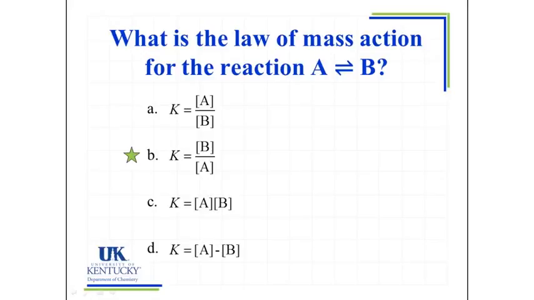So you've had a chance to answer that question. Hopefully you saw that it should be answer B, where we have B over A, because B is our product, A is our reactant, and so we want to set our law of mass action up to indicate products over reactants. Because the reaction we're given has coefficients of 1 for both substances, we do not need to include a power for either of them.